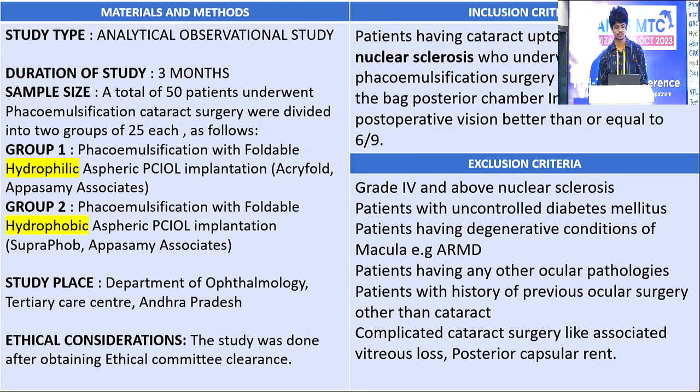We excluded patients who have brown cataract and grade 4 and above nuclear sclerosis, patients who have lost contrast sensitivity due to degenerative conditions of the macula and other ocular pathologies, patients who already had previous ocular surgeries other than cataract, and patients who have uncontrolled diabetes mellitus. All these surgeries were done by a single surgeon, and the pre-operative and post-operative evaluation was done by a single technician who was blinded for this study.